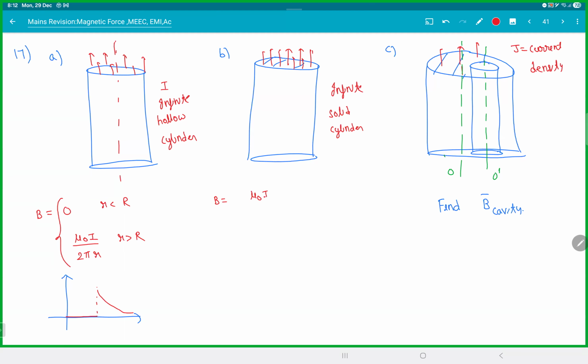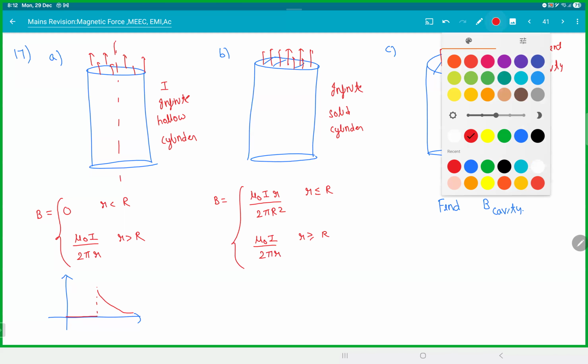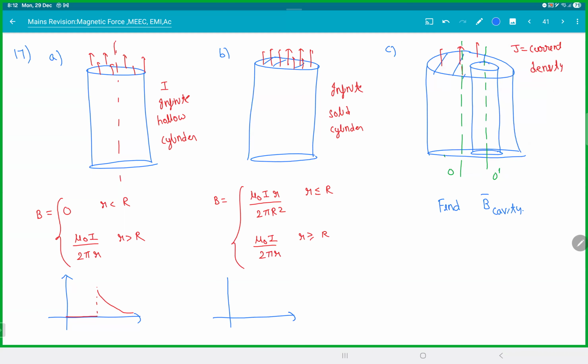This will be mu naught I x by 2 pi R square, for r less than or equal to capital R, and this will be mu naught I by 2 pi r for r greater than R. This will be a continuous graph. This will kind of look like the solid sphere graph. It will increase linearly and then drop.